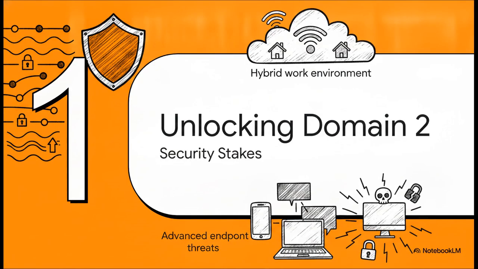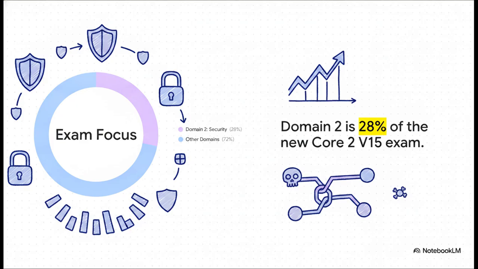All right, Section 1, Unlocking Domain 2 Security. So the IT landscape has shifted pretty dramatically recently. And Domain 2 security, well, it now accounts for a massive 28% of the new Core 2 V15 exam. And since you need a strict passing score of 700 out of 900, this mathematically becomes the single most critical area for you to conquer. It's really no longer just some niche topic. It is absolutely the core of modern IT support.